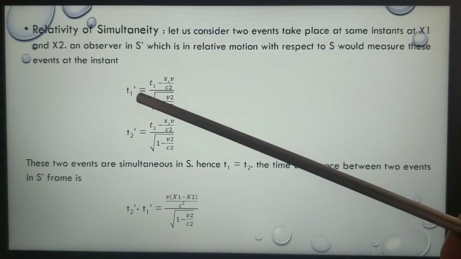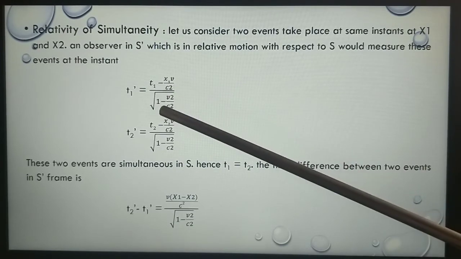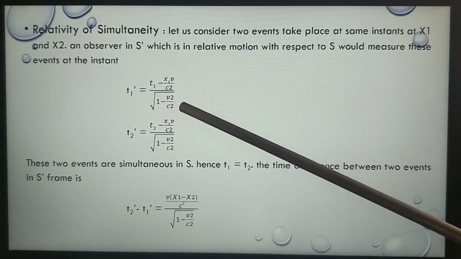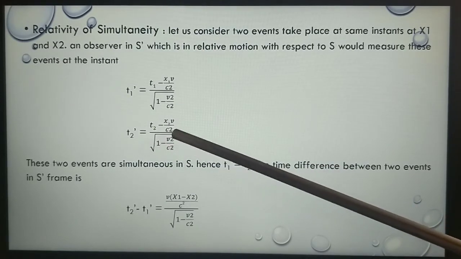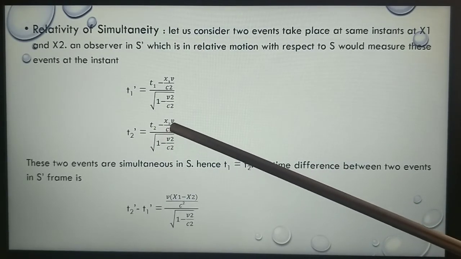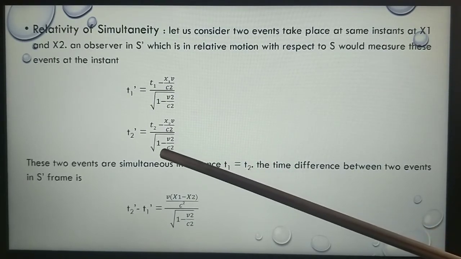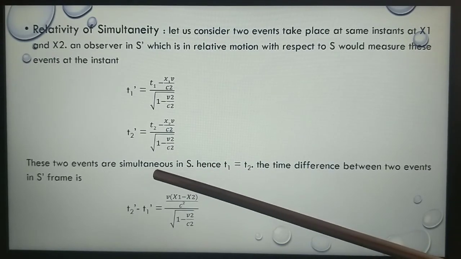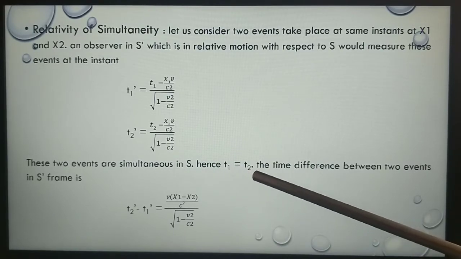Here, t1 dash is equal to t1 minus x1 v upon c square, divided by root 1 minus v square upon c square. Similarly, for t2 dash we write t2 minus x2 v upon c square, total divided by root 1 minus v square upon c square. These two events are simultaneous in S, hence t1 equal to t2.